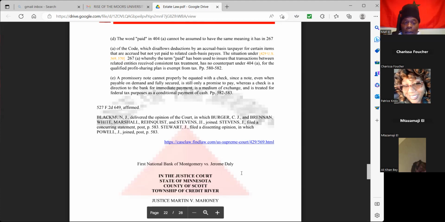E, a promissory note cannot properly be equated with a check, since a note, even when payable on demand and fully secured, is still only a promise to pay, whereas a check is a direction to the bank for immediate payment, is a medium of exchange, and is treated for federal tax purposes as a conditional payment of cash. And then, of course, it was affirmed. And the opinion, even got the people that made the opinion.